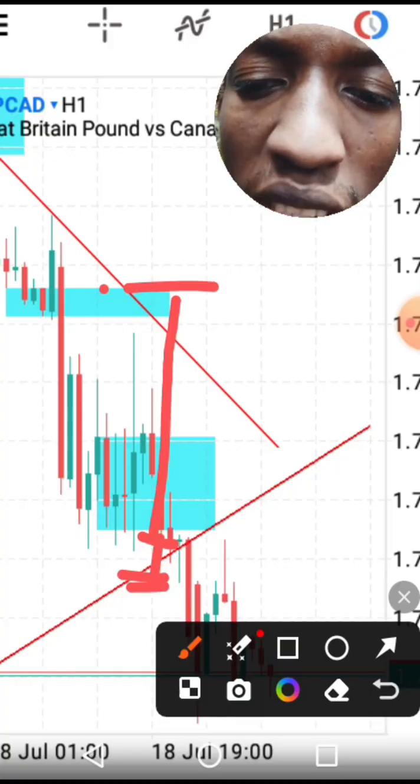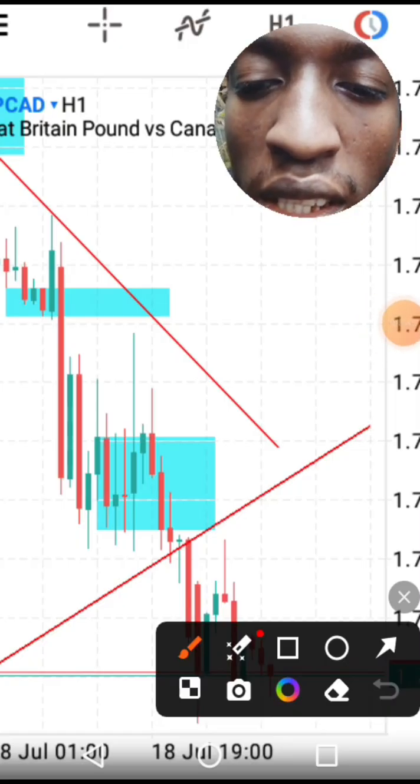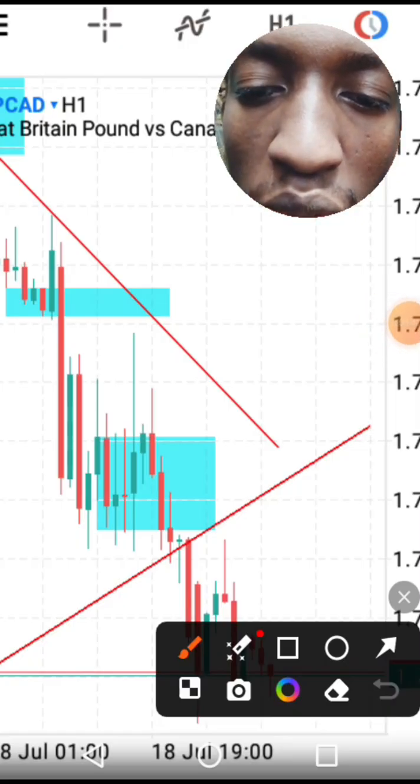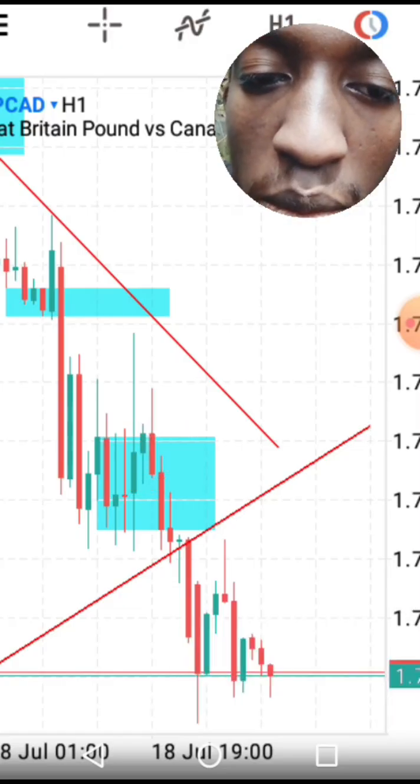After that, what happened? This thing collapsed, right? It hit my stop loss. It's okay. Then what happened? We formed another black box here. Then we broke. It's two candles. That's two candles, not three candles.